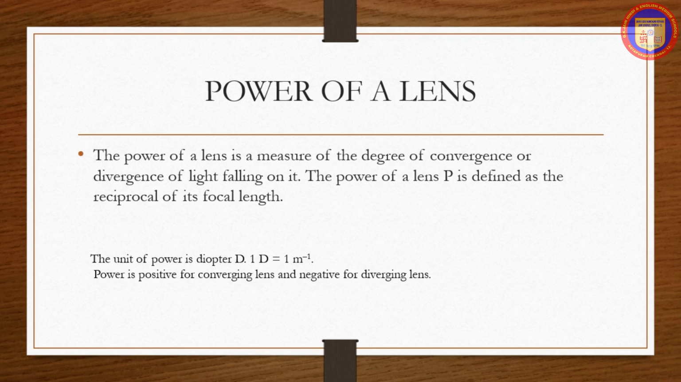Next is power of a lens. Power of the lens is a measure of the deviation strength of a lens. That is, when an incident ray falls on a lens, the degree to which the lens deviates the ray is determined by the power of the lens. So the power of the lens is inversely proportional to focal length.